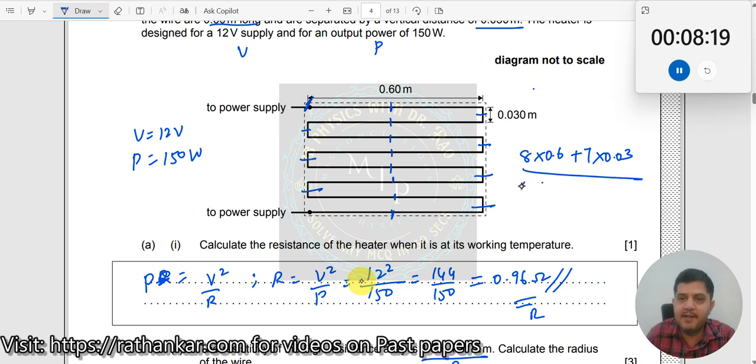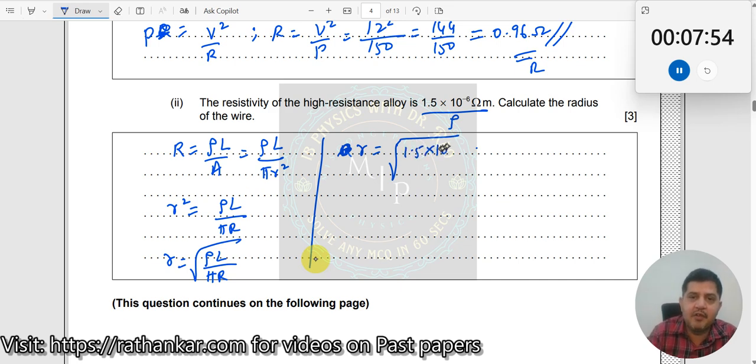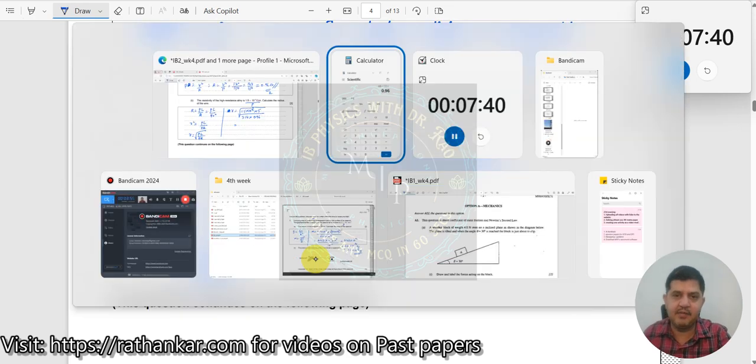How much will this be? 8 into 0.6 would be 4.8. 7 into 0.03 would be 0.21. So totally it comes out to be 5.01. What is the unit? Meters. Nearly 5 meters. Now let us substitute all the values. Small r is equal to the square root of rho, which is 1.5 into 10 to the power of minus 6, times L which is 5 meters, divided by pi, 3.14, multiplied by capital R. What is capital R? 0.96.